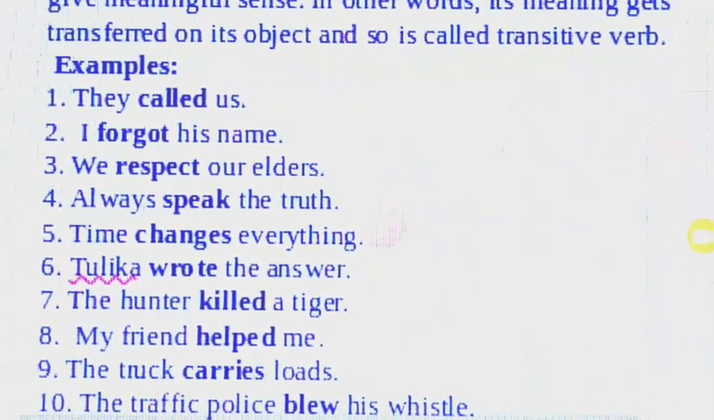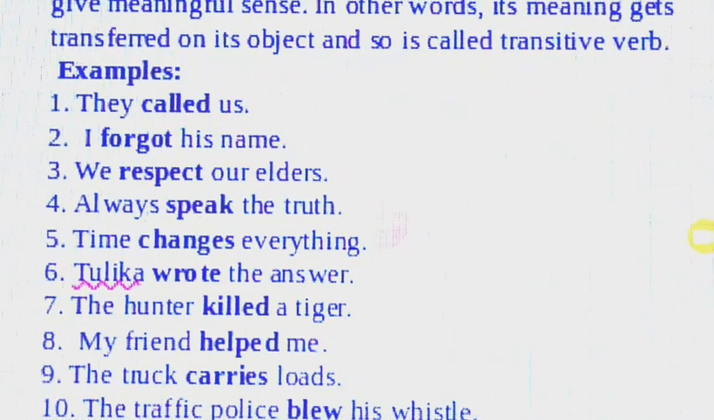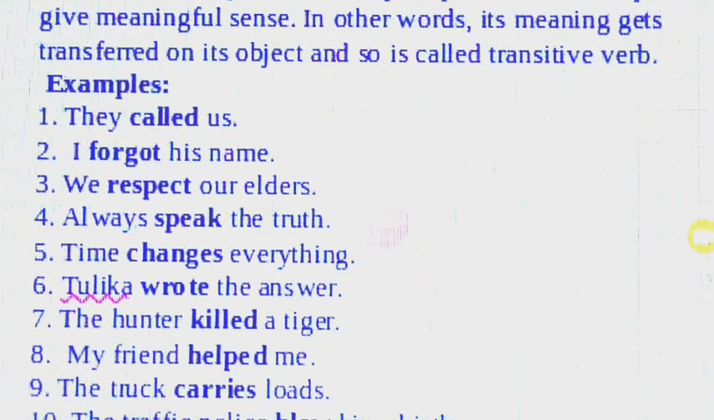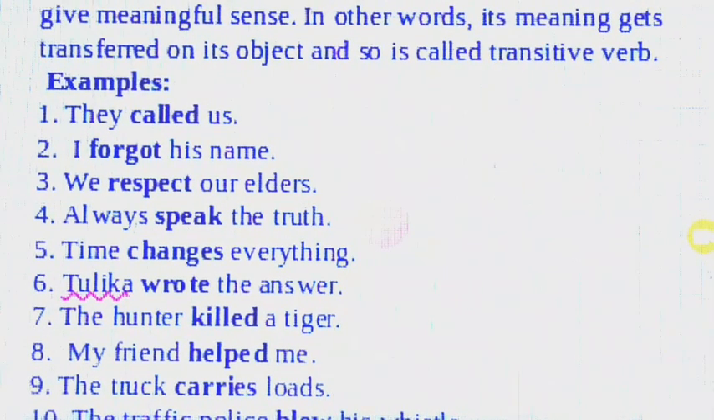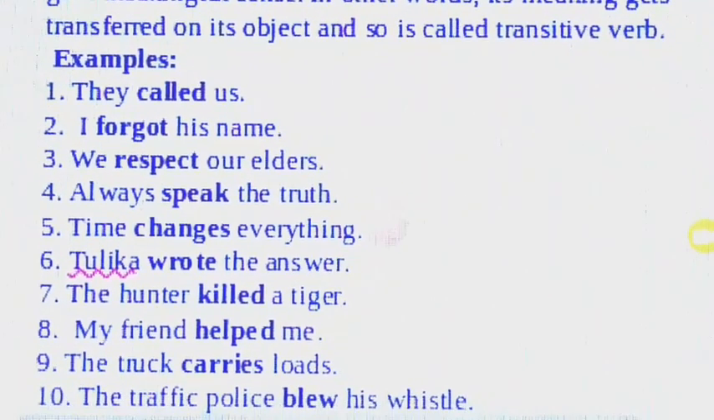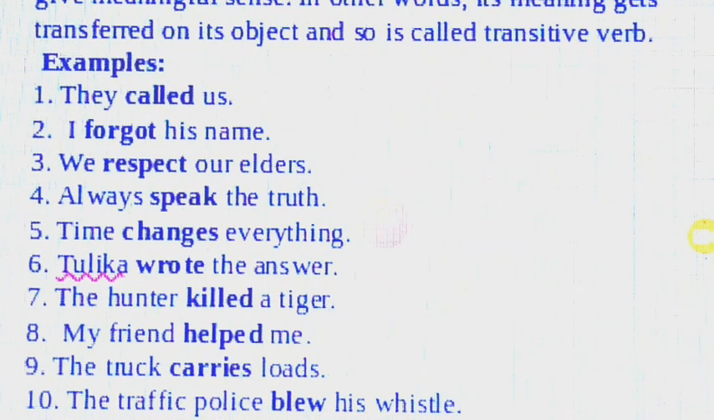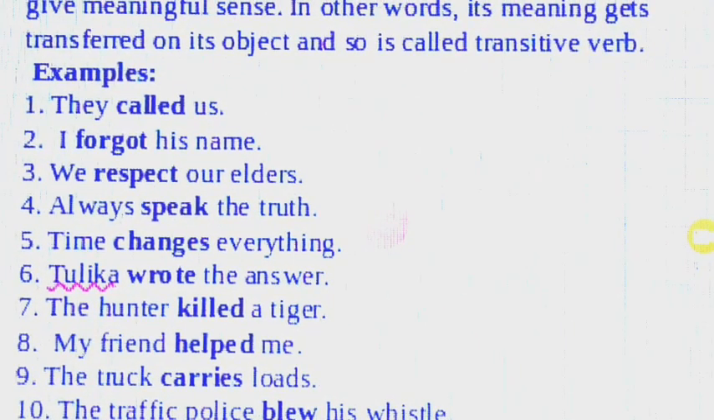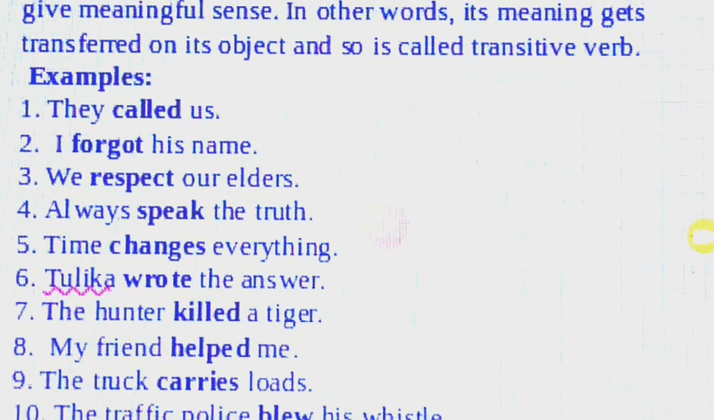In the third instance, the sentence is we respect our elders. We is the subject, respect is the main verb, that is a transitive verb, and our elders is the object, a plural object. So in order to complete the meaning of the verb respect, we must supply the object, our elders. And without this object, our sentence is incomplete. In the same way, if it is omitted, we must suppose that there is an object here. So the meaning of respect is transferred or transmitted to the object, our elders.